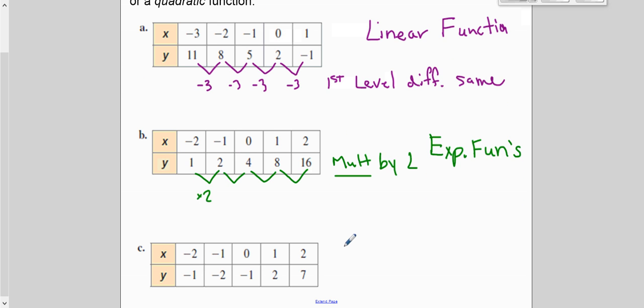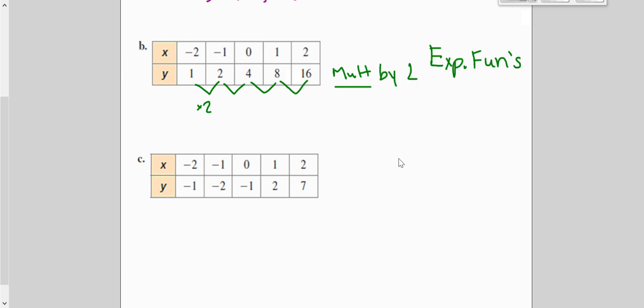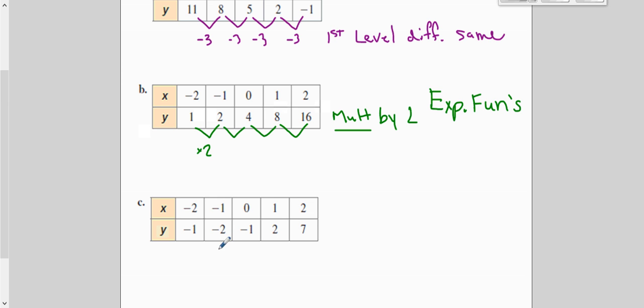Let's look at the third one. Can we multiply to get to the next one here? No. All right, if we're not multiplying to get to the next number, we're going to want to find these differences. How do we get from -1 to -2? We subtract 1, and then go from -2 to -1. We add 1, well, that's kind of weird.